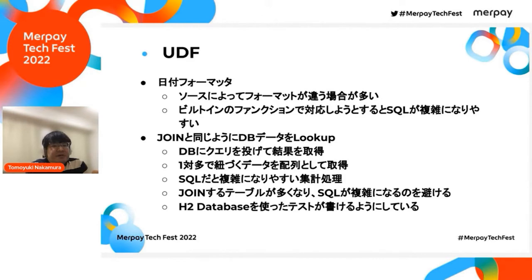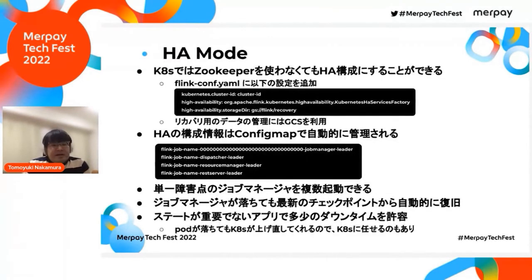Next, let's talk about HA mode. Flink can be configured for HA without using ZooKeeper on Kubernetes. It can be easily set up by adding about 3 settings to the Flink configuration file. Merpay uses GCS to manage data for recovery. HA configuration information is automatically managed in config maps. About 4 such config maps, each named after a leader, are automatically created and managed.